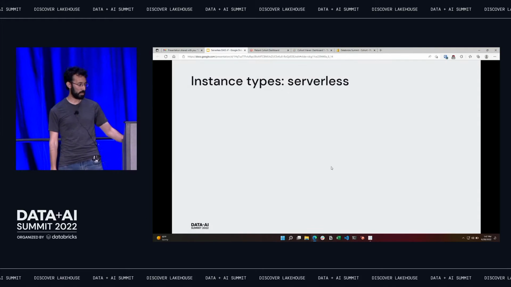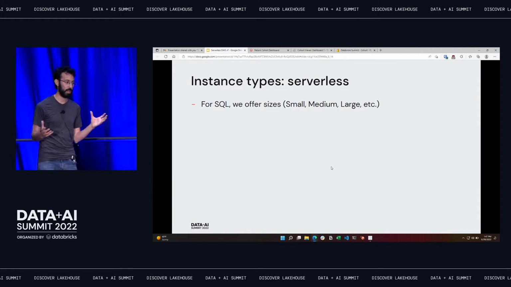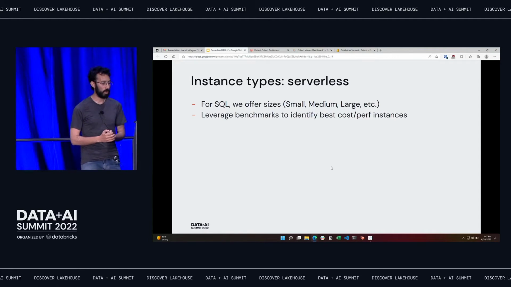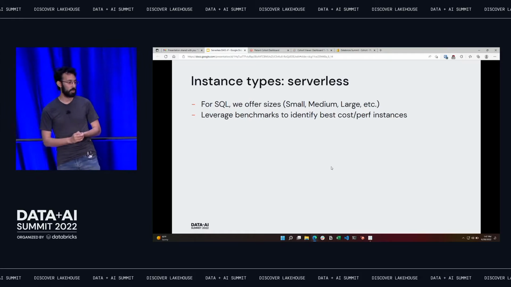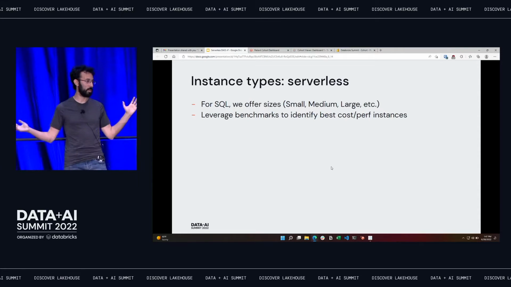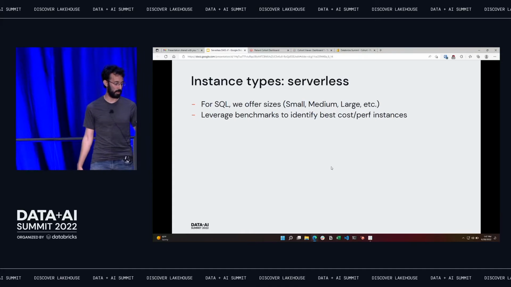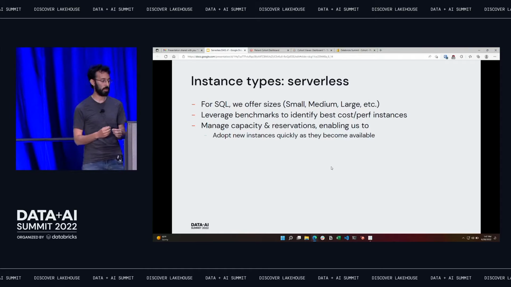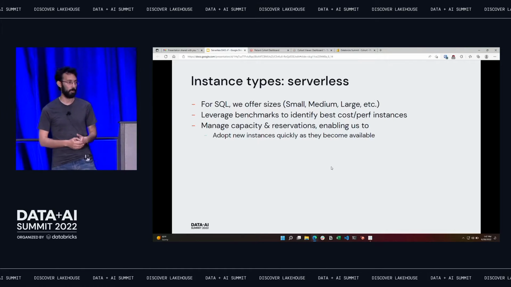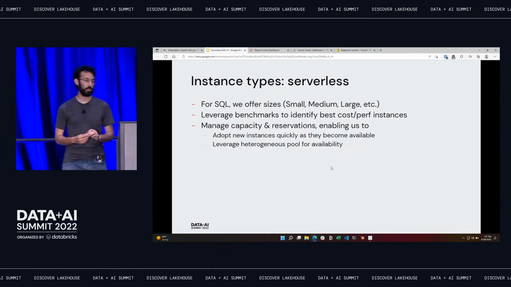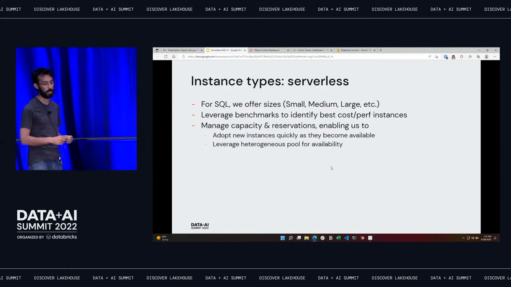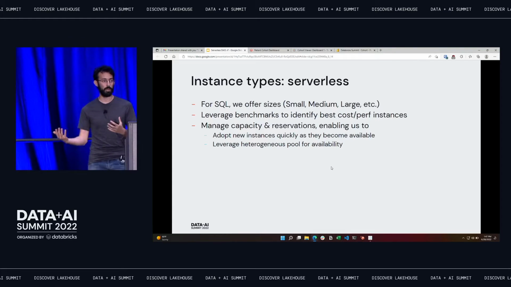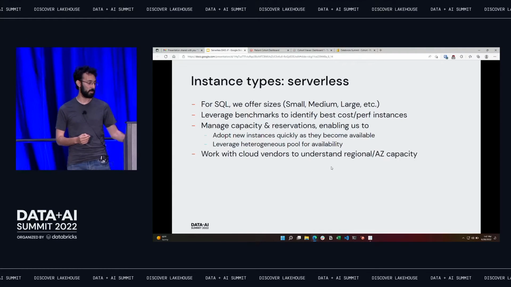So in the serverless architecture, we don't even offer instance types. We just say, give us a general size, like small, medium, large, for your pool. We leverage benchmarks, as the one Nikhil stated, to identify the best cost performance. We just run it over all the instance types, and we figure out what the best is for the cost performance ratio. And because we manage the capacity and reservations, that enables us to quickly adopt new instance types, Graviton, I4I, that kind of stuff in Amazon. And also to leverage a heterogeneous instance pool for availability, which is also quite critical. New instance types tend to be lower in the total capacity, so you need to combine that with older instance types, or maybe spot instances.